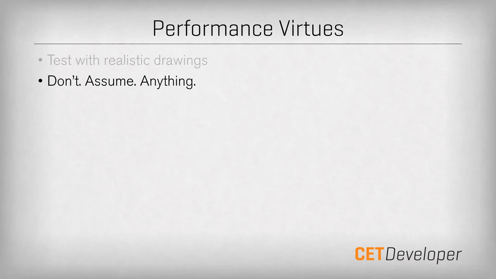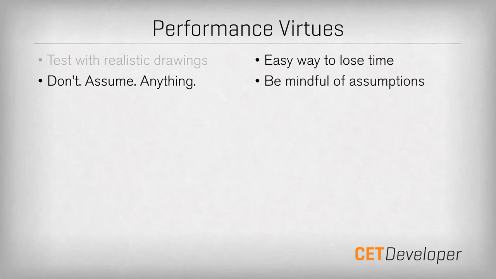Don't assume anything when you're doing debugging in general, but even with doing performance testing. Don't assume that this value will always be this or whatever. It's an easy way to lose time. Remember that code that you assume to always do a thing is code that you're not looking at. It's code that you're not measuring. It's code that you're not diagnosing.